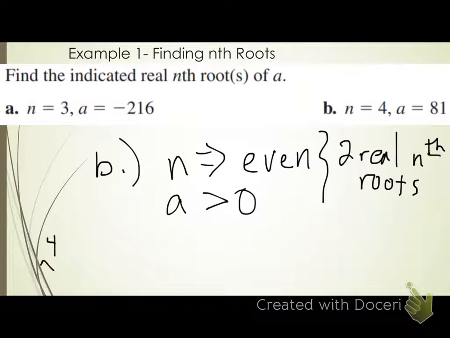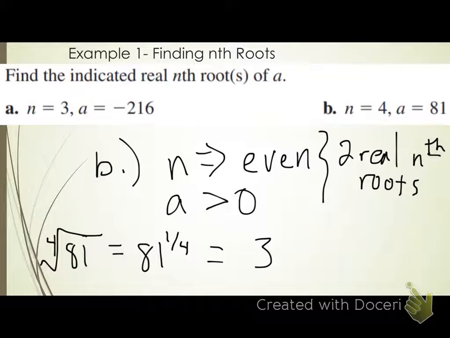So I'm finding the 4th root of 81, or 81 to the 1/4 power. Those are the same thing. So I'm asking myself what number times itself times itself times itself gives me 81. Well, we know there's 2 values that give me 81 when I multiply it by itself, by itself, by itself. I know positive 3 does, and so does negative 3. 3 times 3 times 3 times 3 gives me 81. Negative 3 times negative 3 times negative 3 times negative 3 also gives me 81. So now my two real nth roots are positive 3 and negative 3.